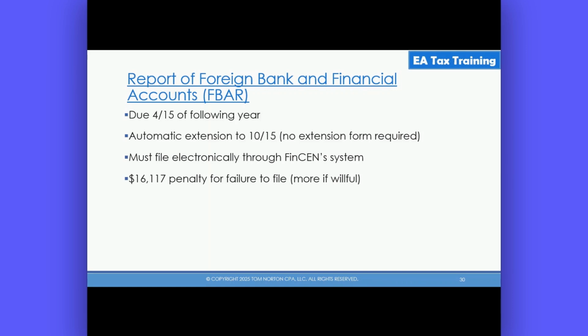And now, of course, that $10,000 penalty is $16,117. That's the amount you will want to know for the exam.